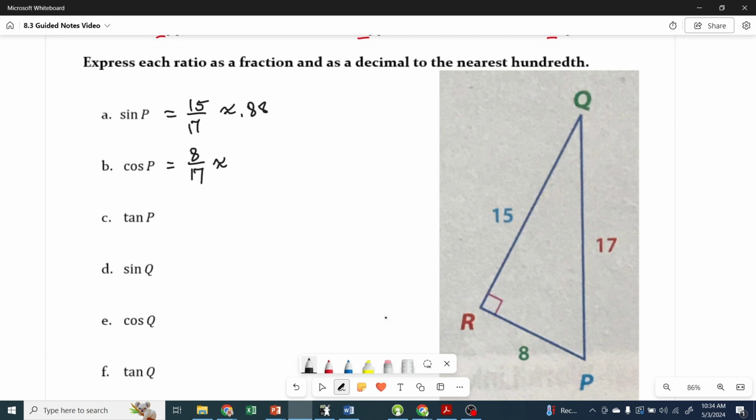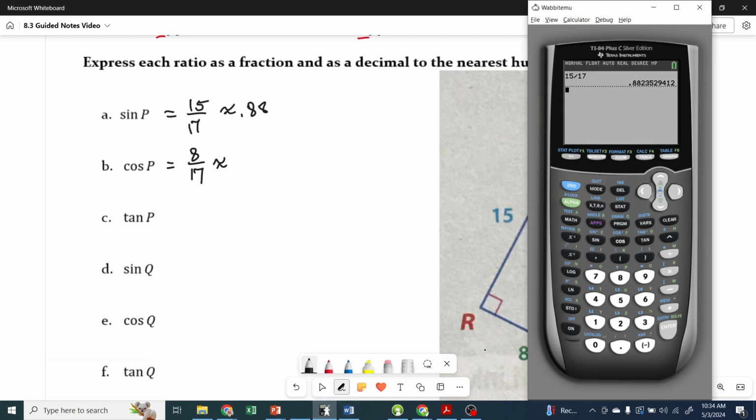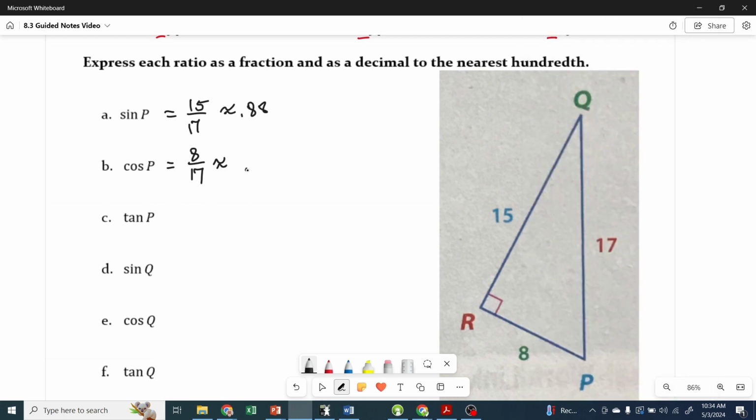What's this approximately equal to? Well, we take 8 divided by 17, and we've got 0.4705, so we're going to say 0.47.